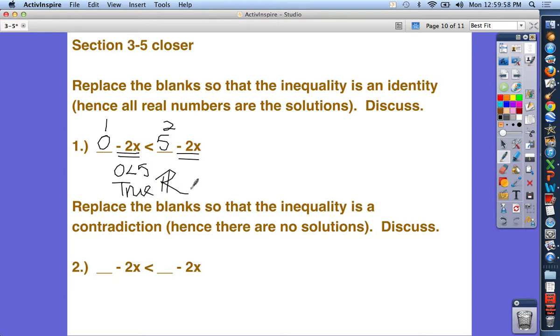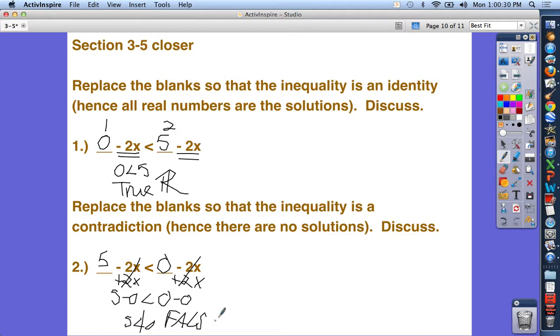The next one said fill in the blank so that the inequality is a contradiction, hence there's no solutions. Well, if we just flip-flop it and say 5 minus 2x is less than 0 minus 2x, if you add 2x to both sides, you'd be left with 5 minus 0 is less than negative 2x plus 2x is 0. 0 minus 0, you get 5 is less than 0? Well, that's not true, so that's false. So it'd be no solution.